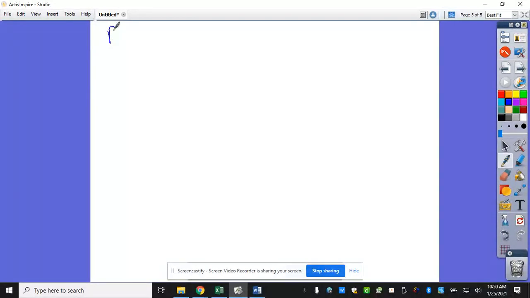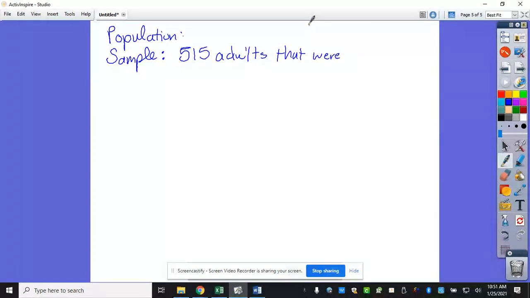All right, so what is our population? Actually, let's back up. What is our sample? 515 adults. It doesn't really matter if you include the number 515, but most people do to help them out, but it's specifically the 515 that were chosen for the poll. So the 515 adults that were surveyed, selected sample.